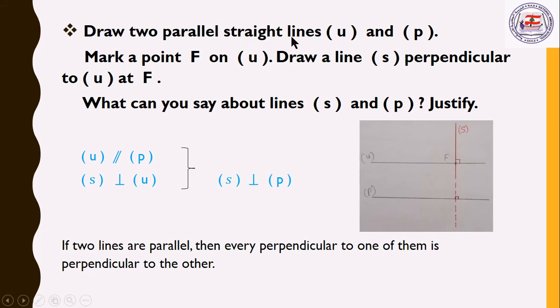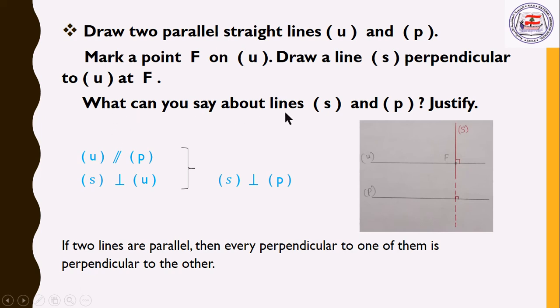Draw two parallel straight lines U and P. Here we have line U parallel to line P. Then mark a point F on U. This is a point F on U. Draw a line S perpendicular to line U at F. This is line S perpendicular to line U at point F.